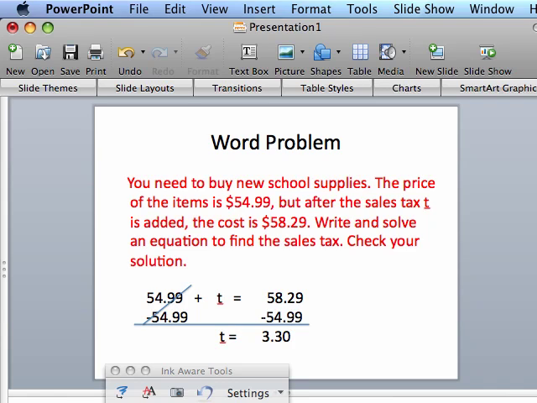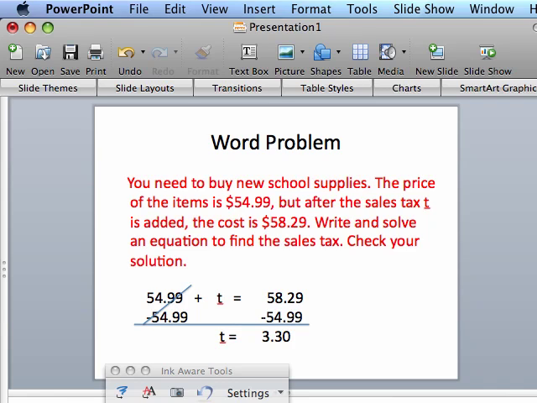Now we will solve the equation using a one-step equation. We find the variable, here it's T, and the number that is next to the variable in this case is positive $54.99. So we do the opposite operation and we subtract $54.99 from both sides, and we get T equals $3.30, and that is our sales tax.